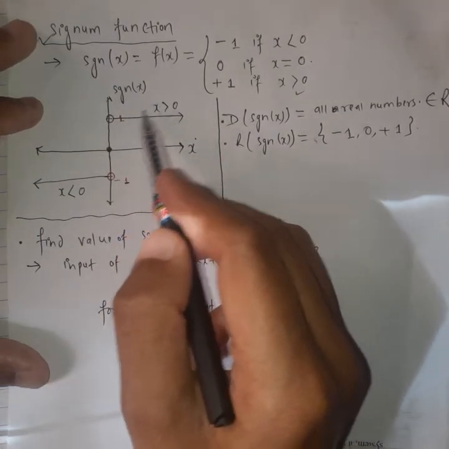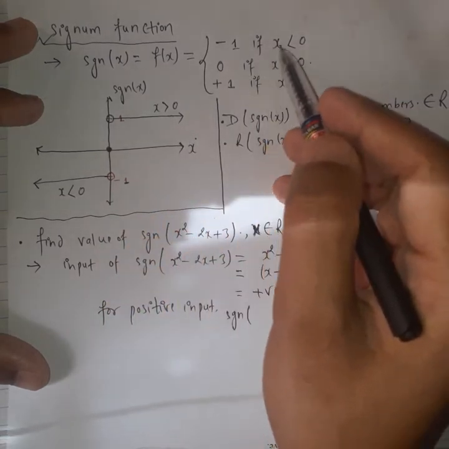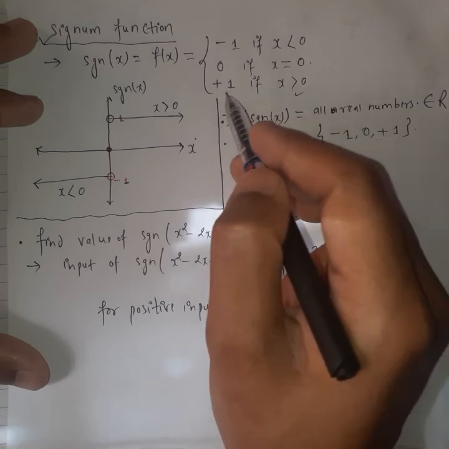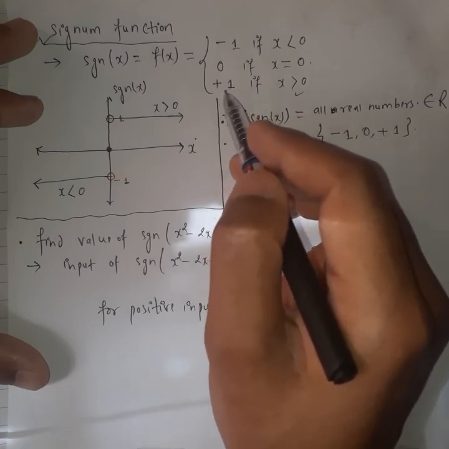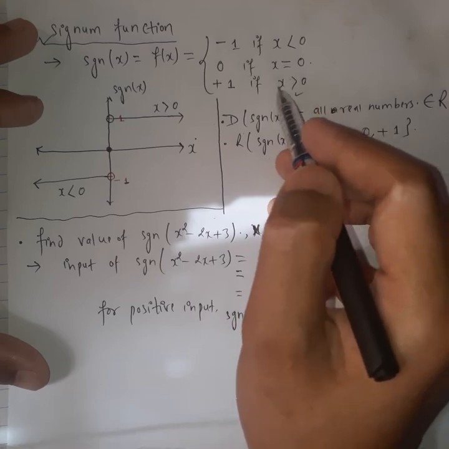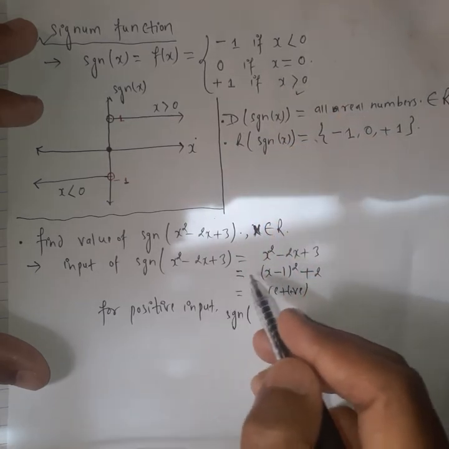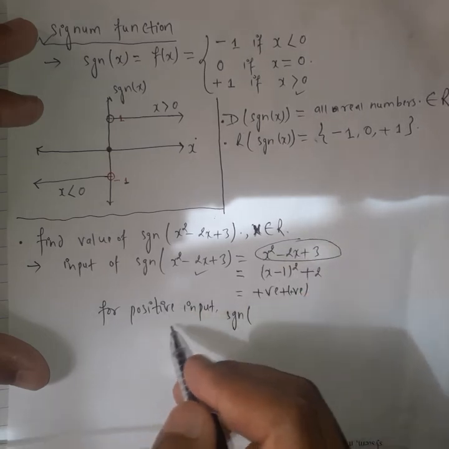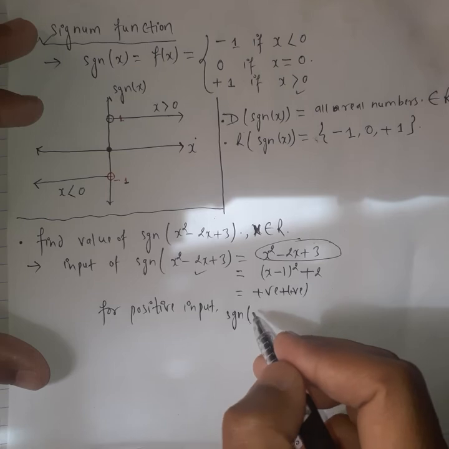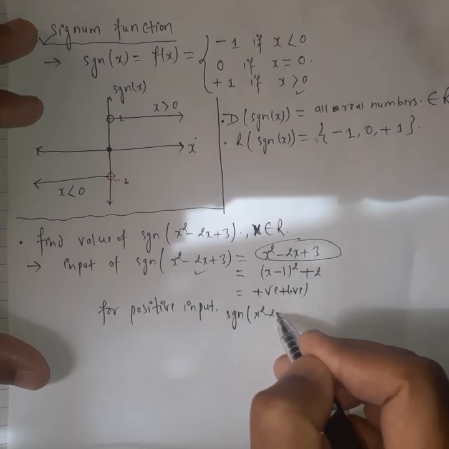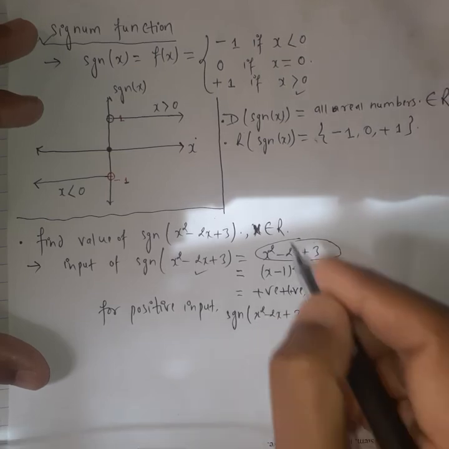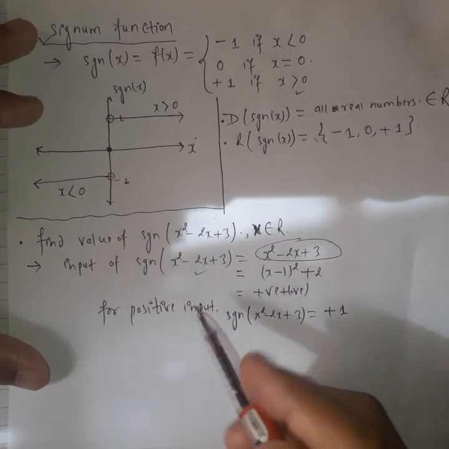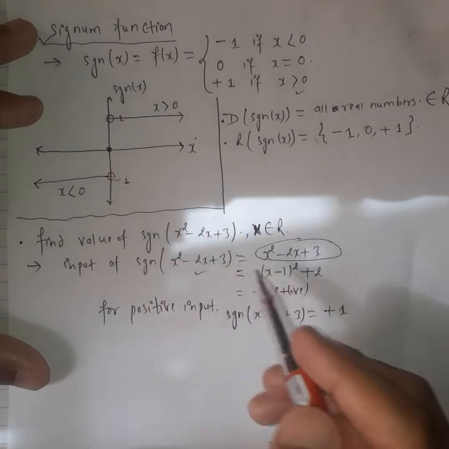From this graph, we can see for these functions also, for the positive input, the result of the signum function is plus 1. All positive inputs, here our input is positive. So the output of the signum function x square minus 2x plus 3 will be positive 1. Here we calculate the value for these signum functions.